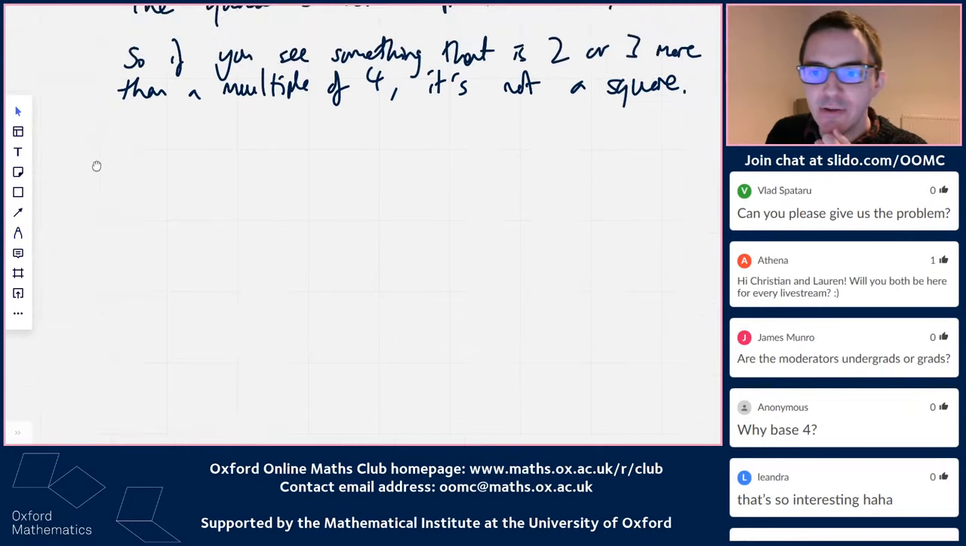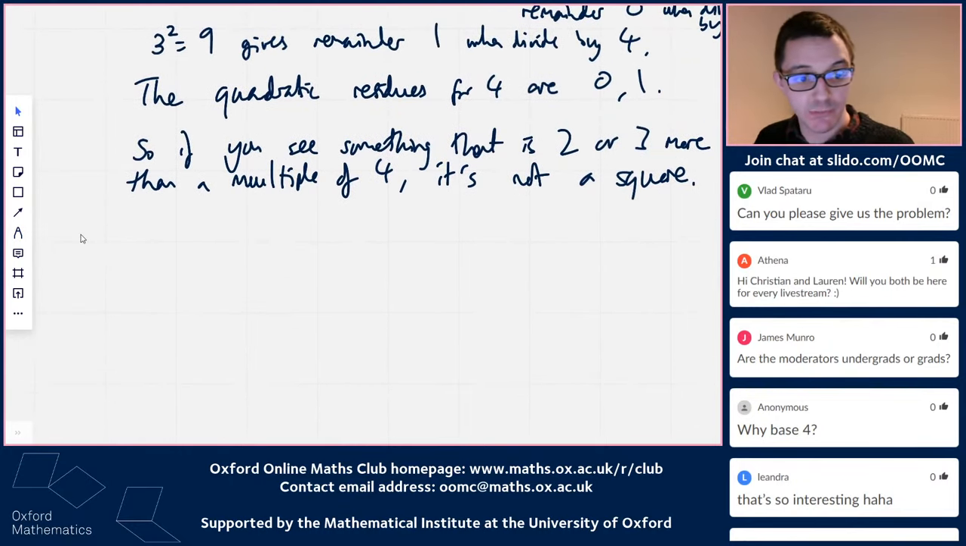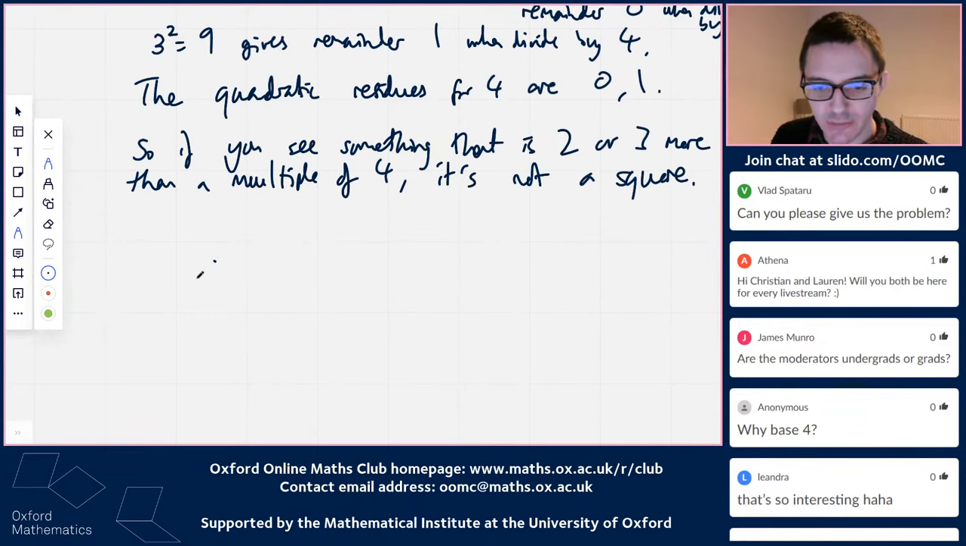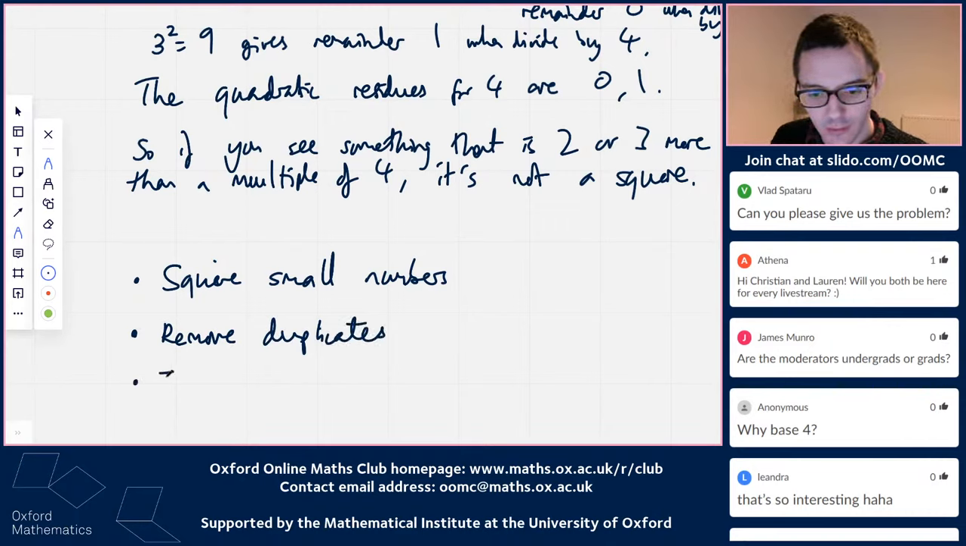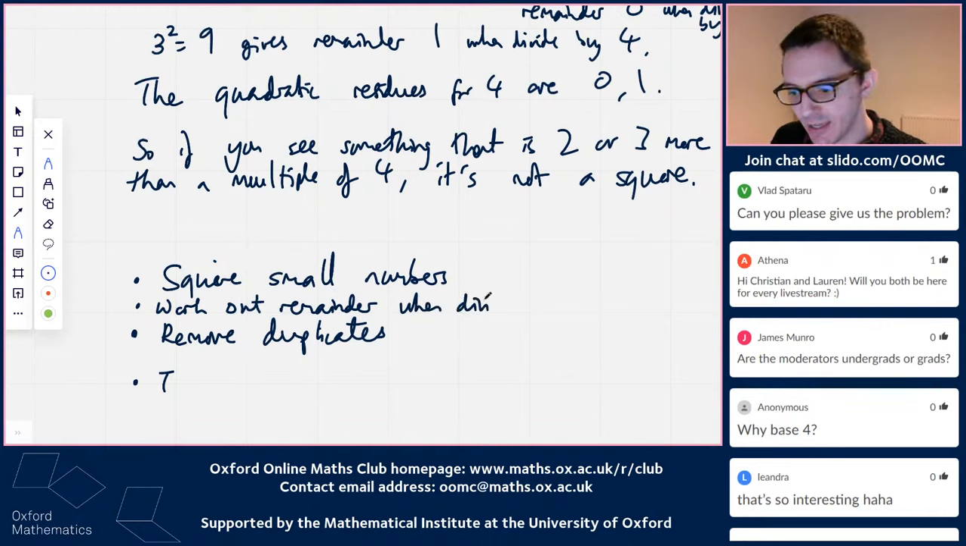There's this question about when you square these small numbers to work out the possible remainders. Okay, so we're going to square small numbers. This is our plan. Square small numbers. Remove any duplicates. I guess there's a step in here. Work out remainder when dividing by k.